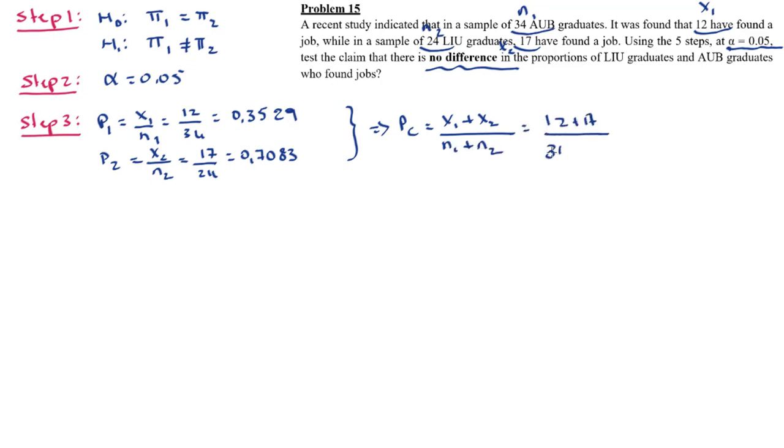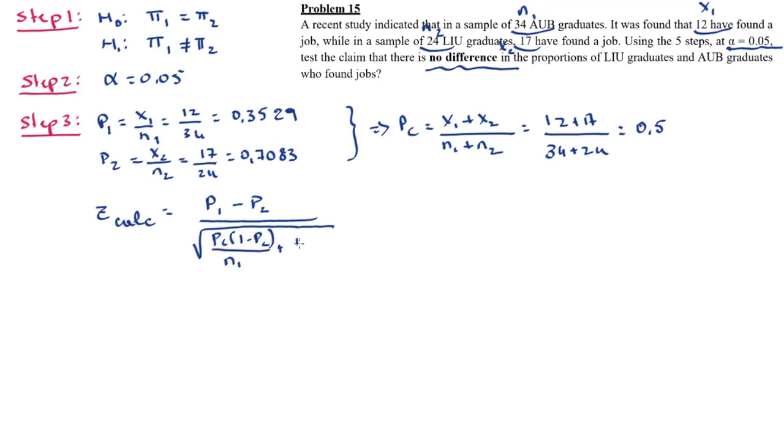In step 3, we calculate Z calculated. To do that, we need P1, P2, and PC. P1 would be equal to 35.29%, P2 would be equal to 70.83%, and PC would be equal to 0.5. Substituting that in the formula will lead to a Z calculated of minus 2.67.